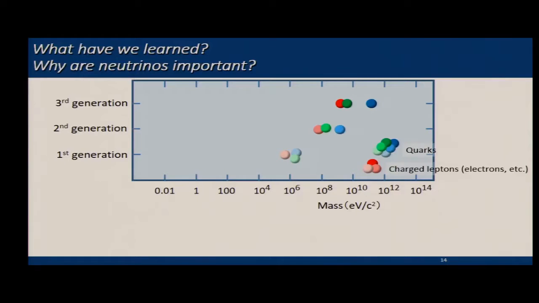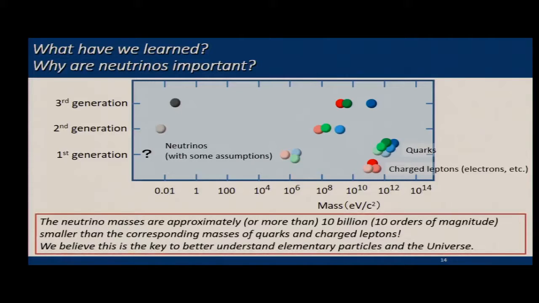Now, please be careful about the horizontal axis. 1 unit shows a factor of 100. So if you have 2 unit separation, that is 10,000. 3 unit separation, that is a 1 million difference. Now, I want to add the neutrino mass on this plot. They come here. So you immediately notice that the neutrino masses are much smaller than the other particles' masses. And we think this is important.